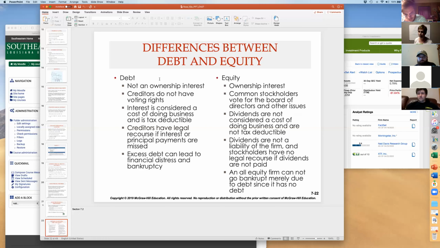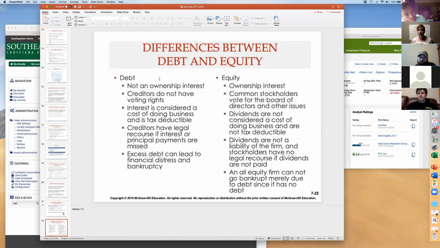Dividends, as I said, are not a cost of doing business, and so they are not tax deductible for the firm issuing the equity. Dividends are not a liability. They do not have to be paid. And stockholders have no legal recourse if a company doesn't pay dividends. And all equity firms cannot be forced into bankruptcy.